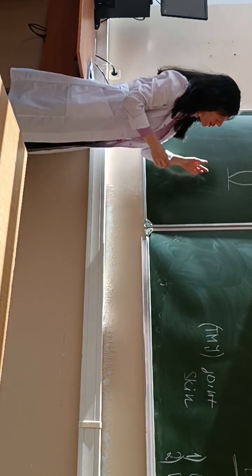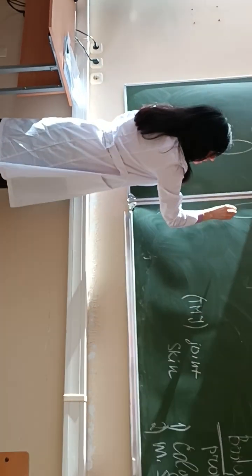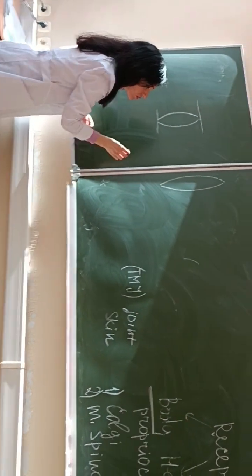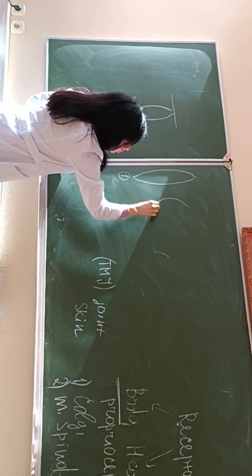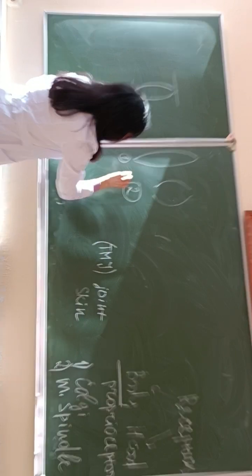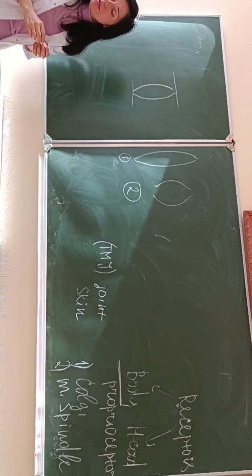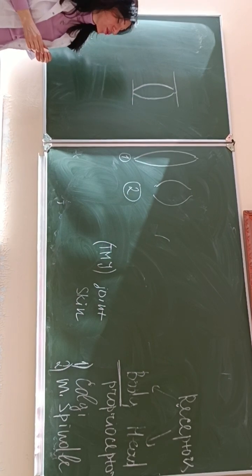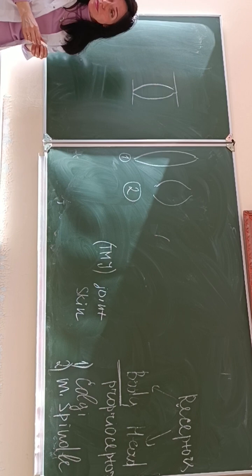Background condition. Cases. Stretching or lengthening, first. Second, contraction, shortening. Two cases. What receptor responds in the first condition? What receptor resides here for the first case?